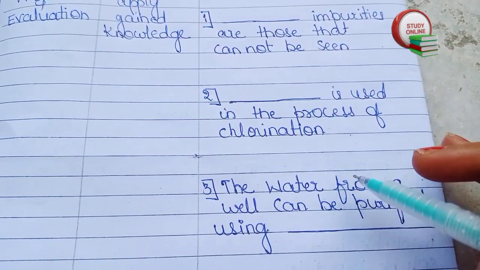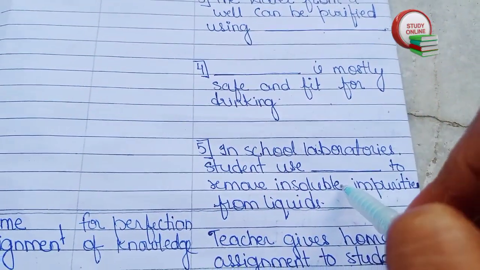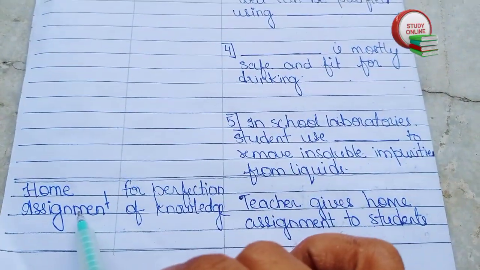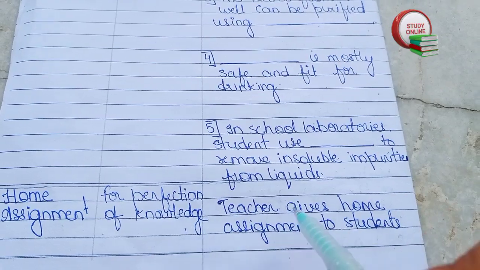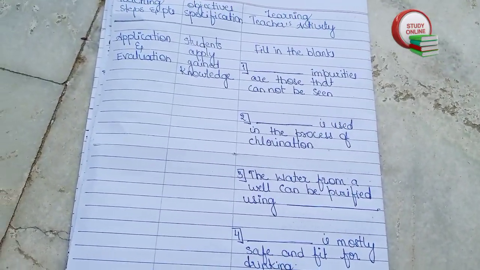Now here you can see application and evaluation. I have added here fill in the blanks. I have added here 5 fill in the blanks. You can see here, and home assignment. So for perfection of their knowledge, the teacher has to give a home assignment to students.